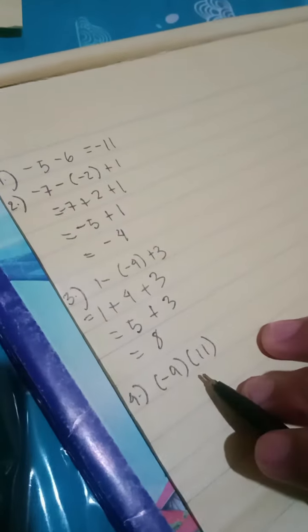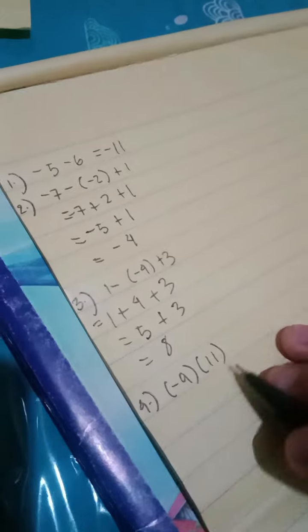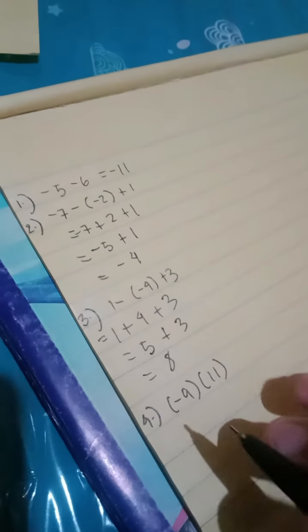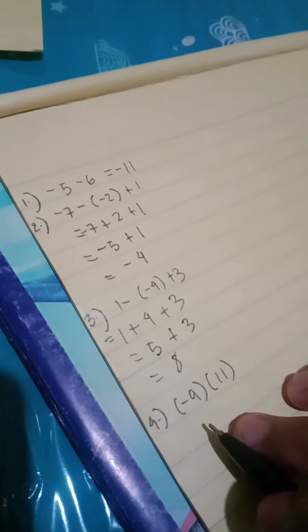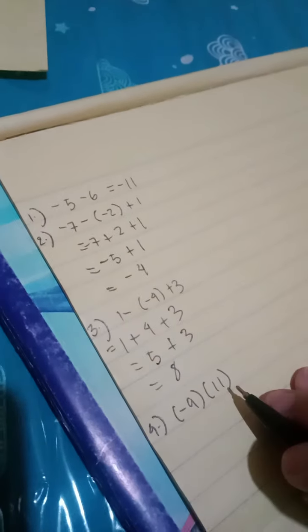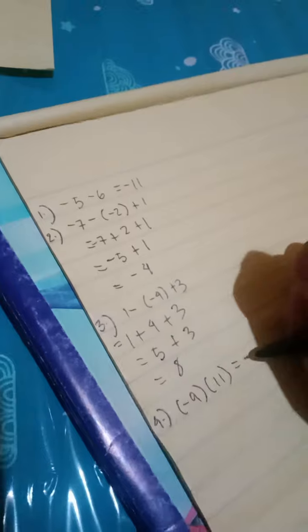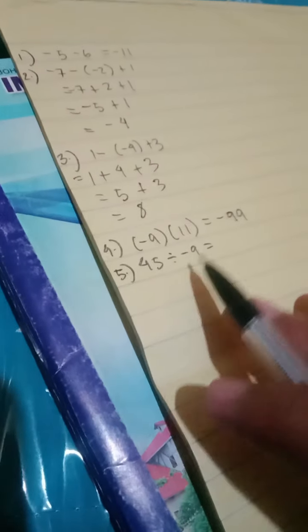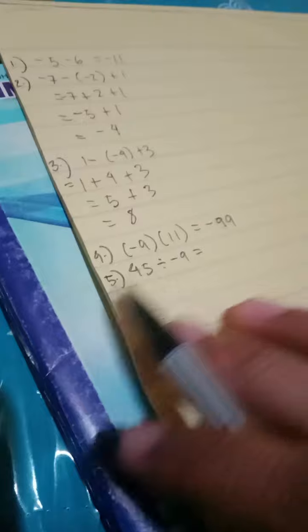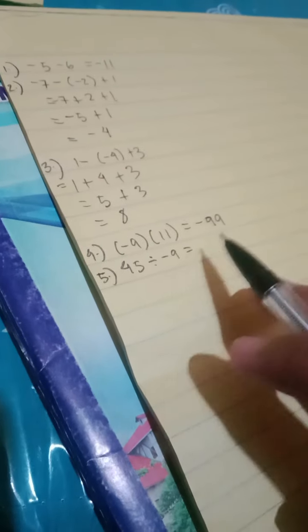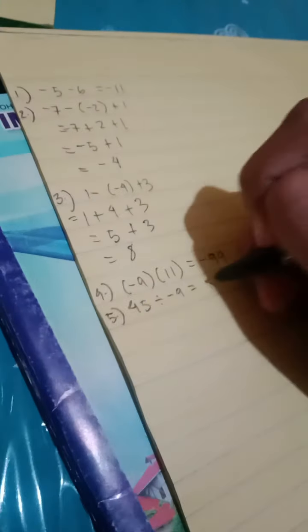You're going to multiply these two. Since they're not the same sign, negative times positive, the result will be negative, and the answer will be negative 99. Number 5, 45 divided by negative 9. So 45 divided by negative 9, the answer will be negative 5.